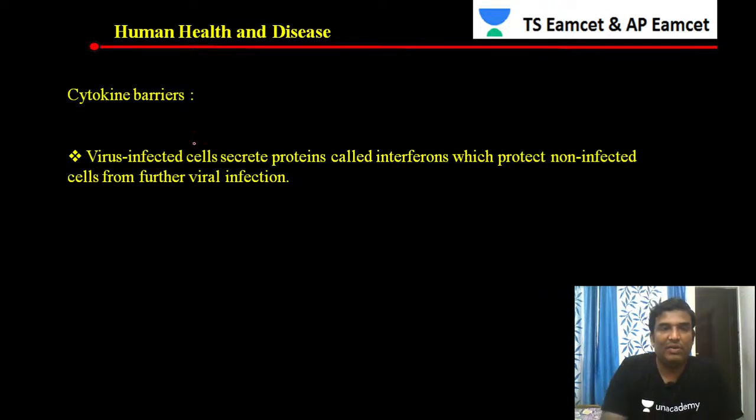Next one, cytokine barriers. If you see cytokine barriers, virus infected cells secrete proteins. What are the different types of cytokine barriers? Virus infected cells secrete a protein. The name of the protein is called interferons.